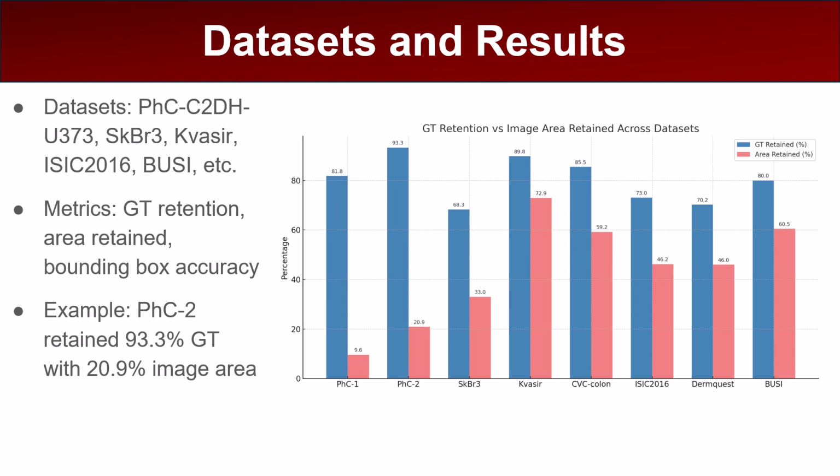The blue bars show the percentage of ground truth retained, while the red bars represent how much of the image area was used. For example, PHC2 retained over 93% of the target area using only about 21% of the image. Across most datasets, we see GT retention remaining high, even as image area is drastically reduced. This balance is what makes the method both accurate and efficient.